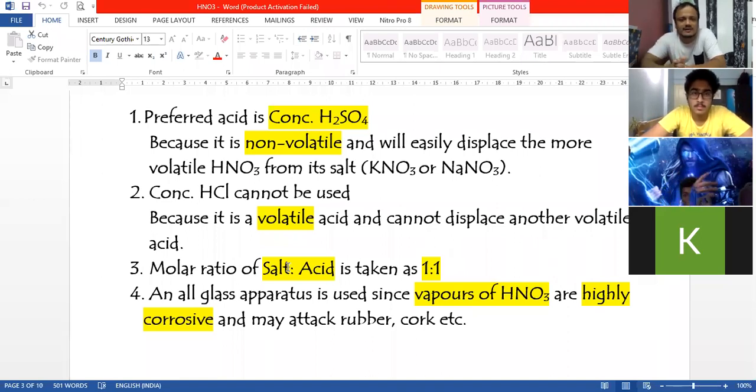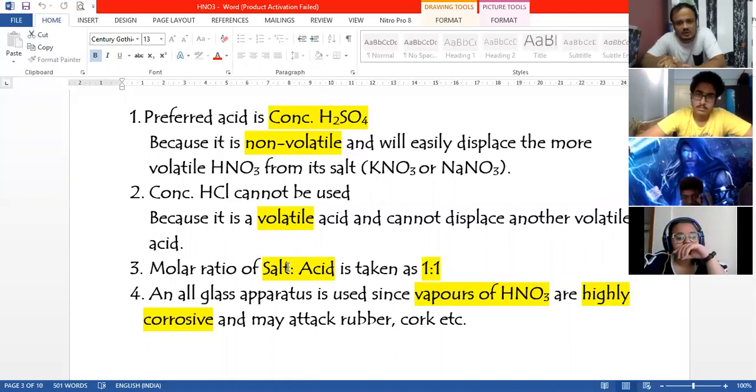So to avoid that, we use concentrated sulfuric acid. And when you're asked the reason why you're using concentrated sulfuric acid, your answer should have this keyword: concentrated sulfuric acid is a non-volatile acid, right? So it is a non-volatile acid and it will easily displace the more volatile nitric acid from its salt. So the salt is KNO3 or NaNO3. I told you how these salts are formed.